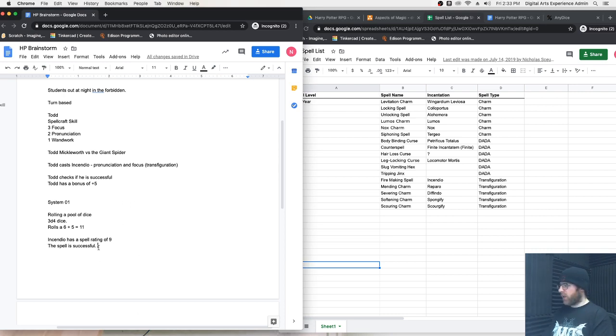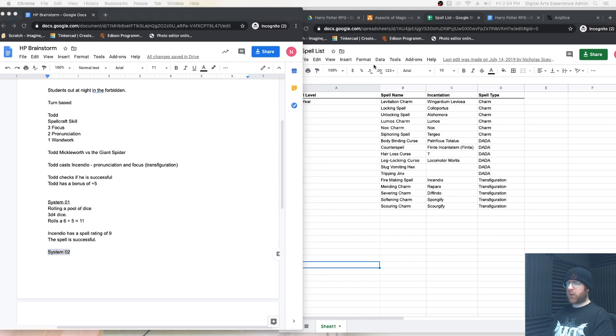All right, so that's kind of system 1, rolling a pool of dice. And then system 2 that I was kind of thinking of, I will relock this, by the way, the second system I was thinking of was measuring success. So let's go to a second page here.